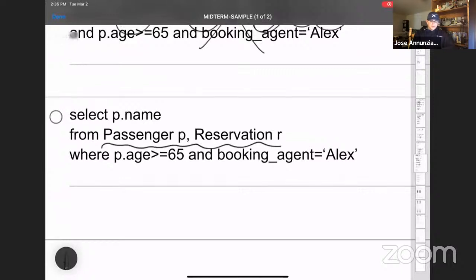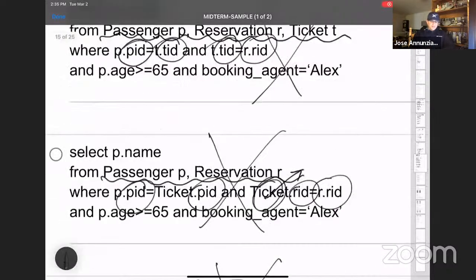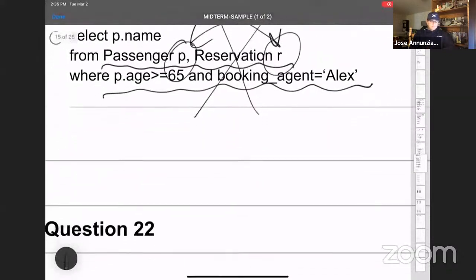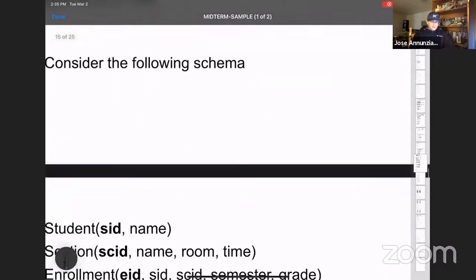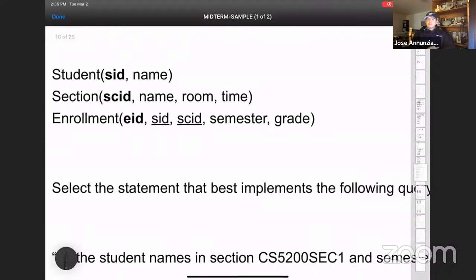So this one, again, same thing. We're trying to join only 2 tables. There's no way of getting between the passenger and the reservation. The only way to get between the 2 is through the ticket. So this is okay, but the other one's wrong. So that's not good. We're going to keep the first answer. All right, so let's take a look at the next one. It says we have three tables.